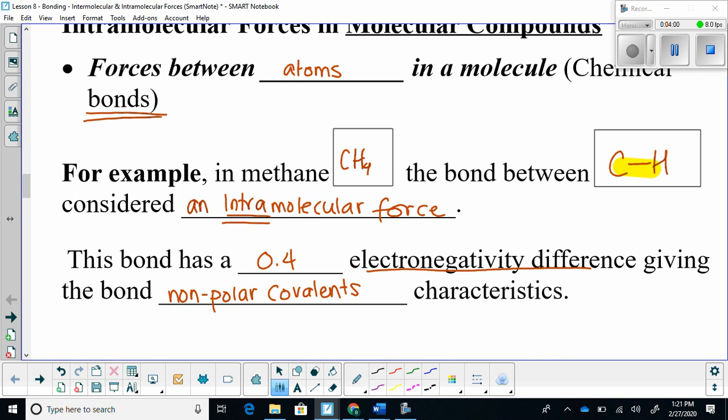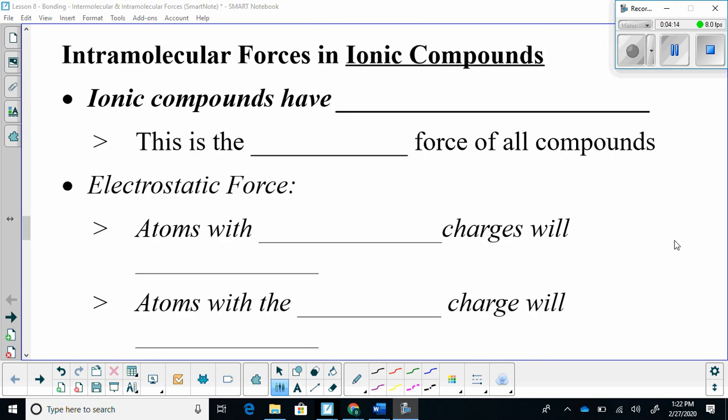So we've already been talking about intramolecular forces. We are now just giving that a name. Okay, so in molecular compounds, this is what is meant by an intramolecular force. In ionic compounds, we have this thing. So for intramolecular forces in an ionic compound, we have this force called electrostatic force.